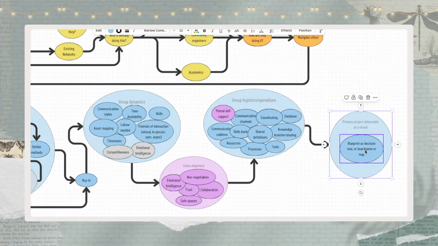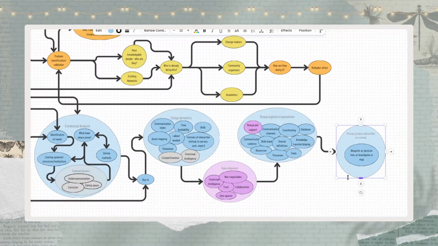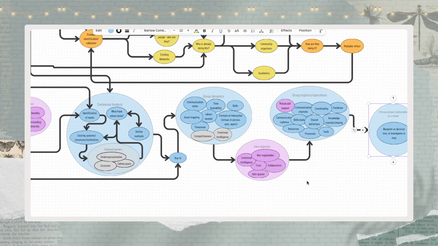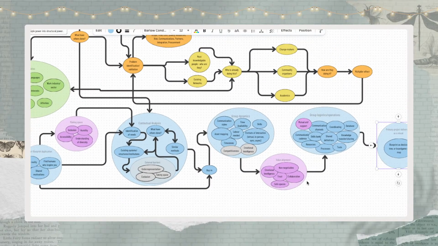And like Lizzie said, it can be a decision tree, it can be a visual in terms of a board game, a map, whatever works. And it might not be a visual at all. It might just be something that can represent this mutual understanding, effort, and purpose that this group has gathered to achieve.